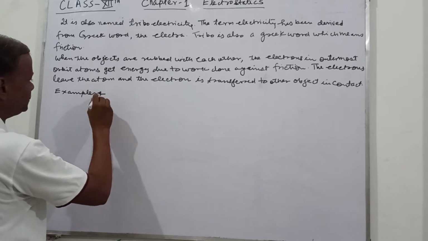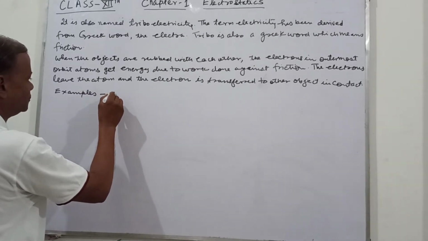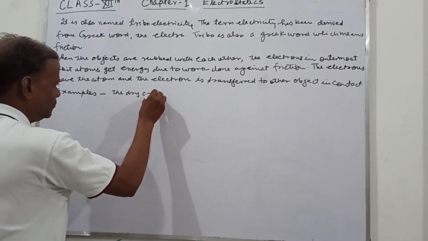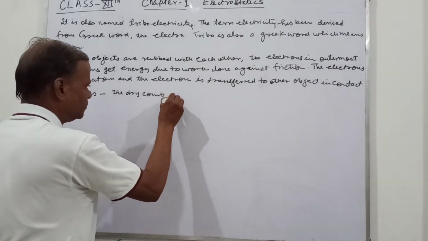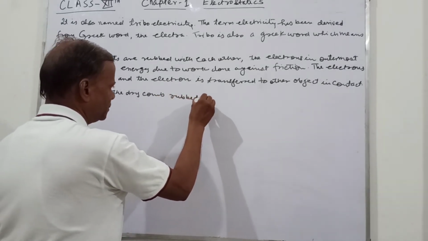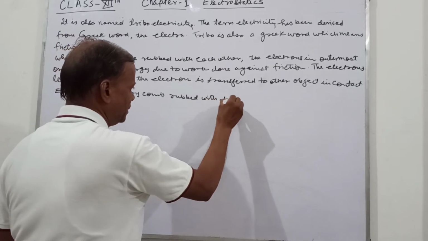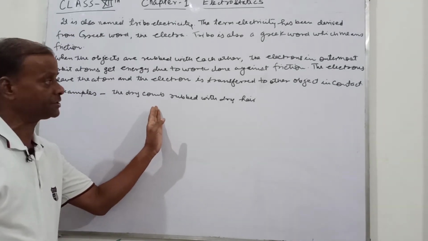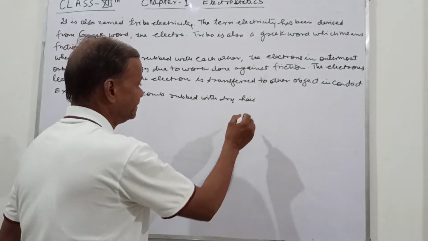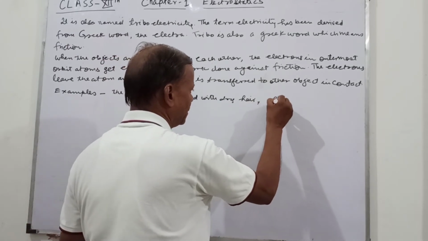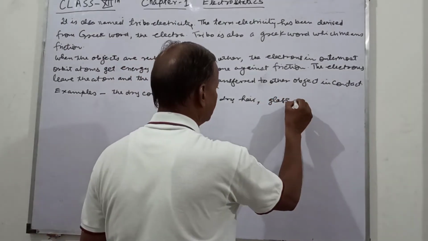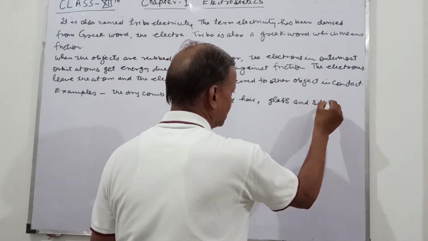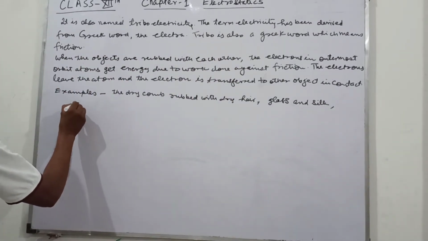Examples: the dry comb rubbed with dry hair, the comb becomes positively charged and the hair negatively charged. Glass and silk, etc.